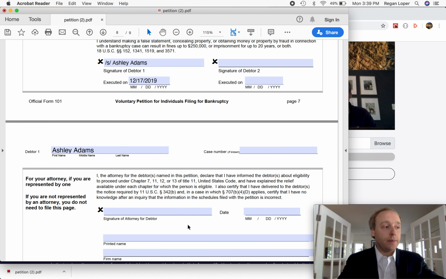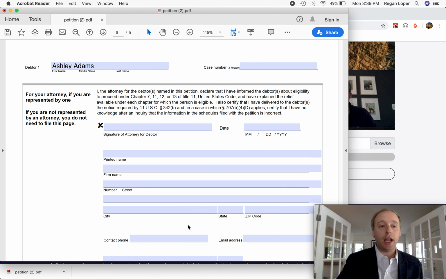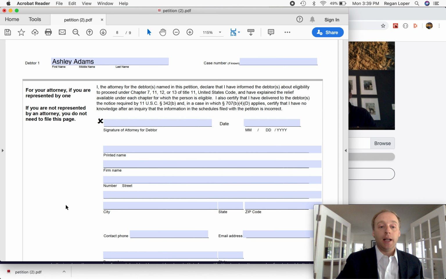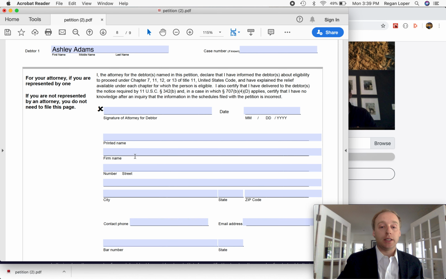Okay. The next section is page 8, and that is, if you're represented by an attorney, please have your attorney sign and fill out his information. In Ashley's case, she was in fact represented by an attorney, and he included his information here. He signed here, and he dated here.